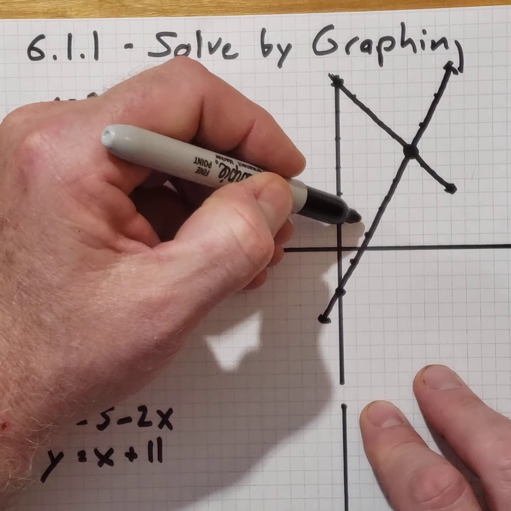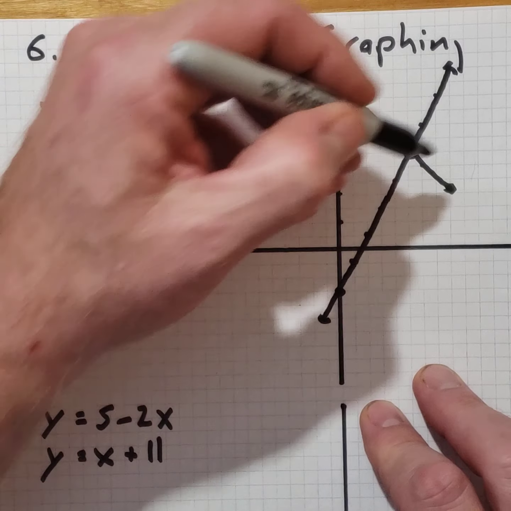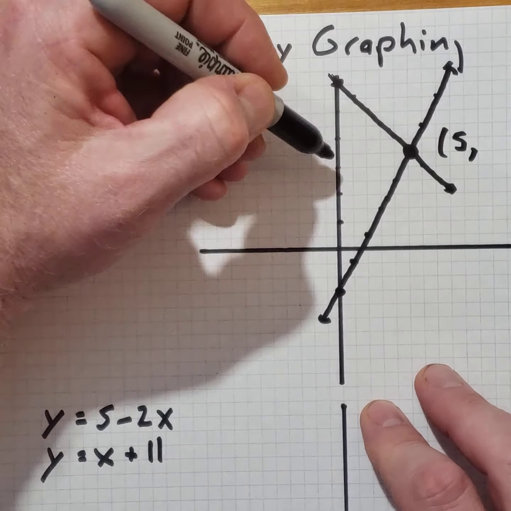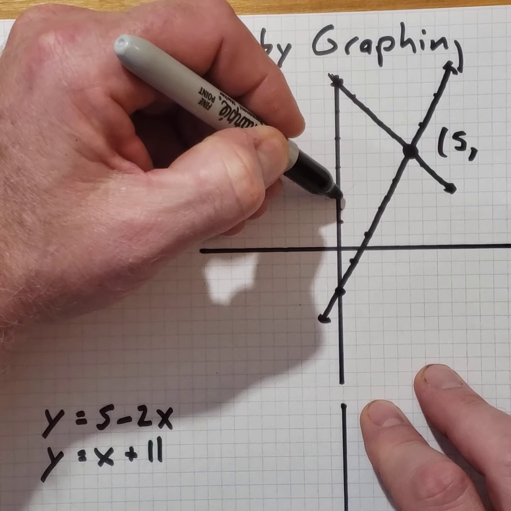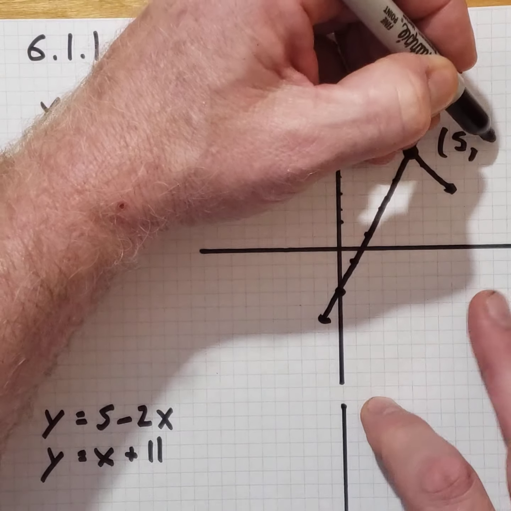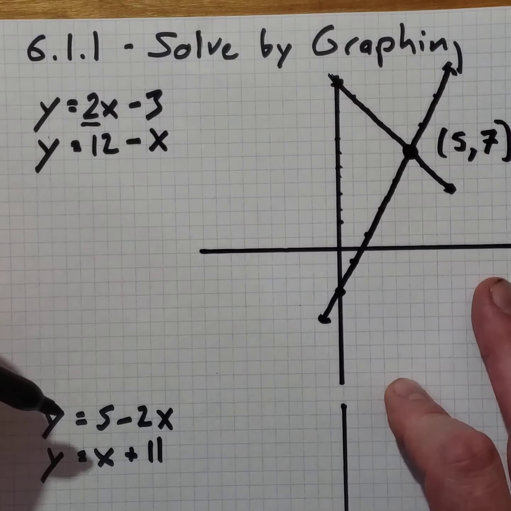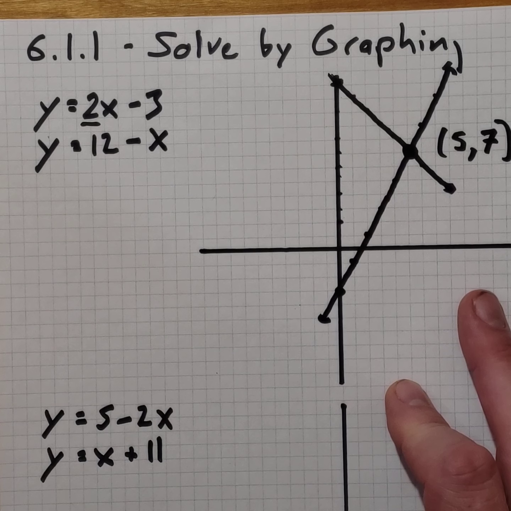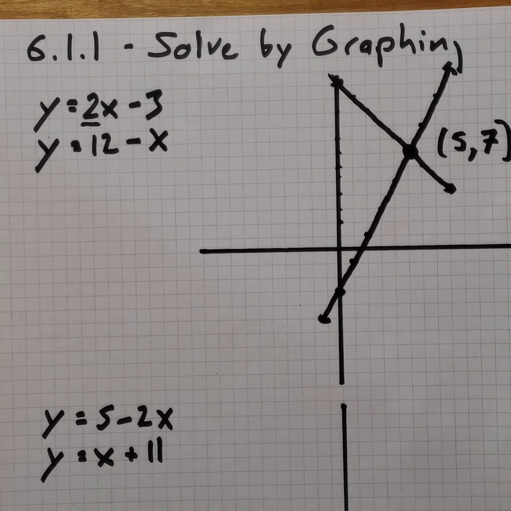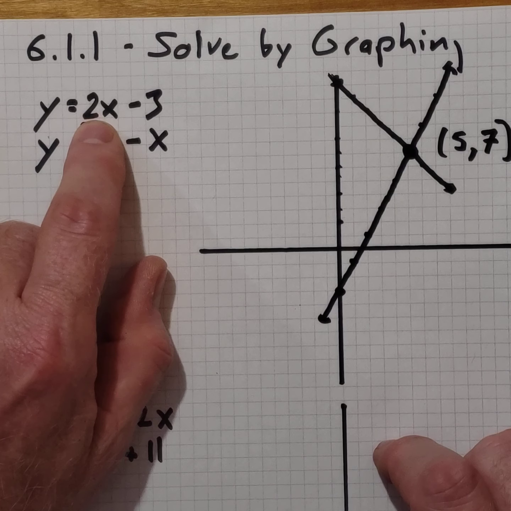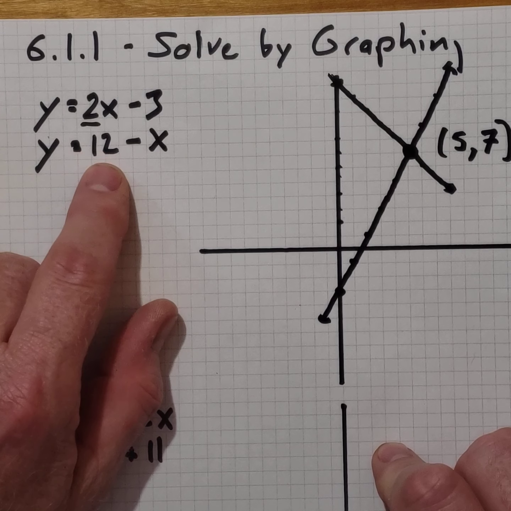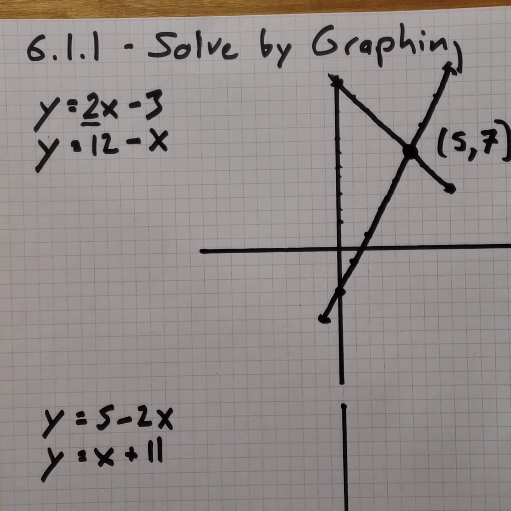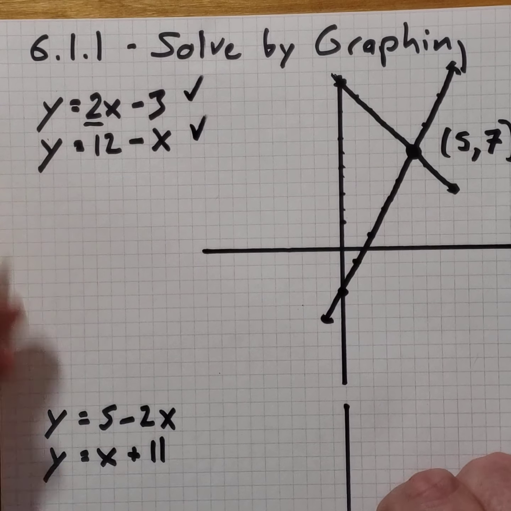And that happens to be over 1, 2, 3, 4, 5 here. So an x coordinate of 5, and a y coordinate of up 1, 2, 3, 4, 5, 6, 7 looks like. So the point 5, 7, or the pair of numbers 5, 7, will work in both equations. And we can see that it will. 2 times 5 minus 3 is 7, and 12 minus 5 is also 7. So it works in both of them.